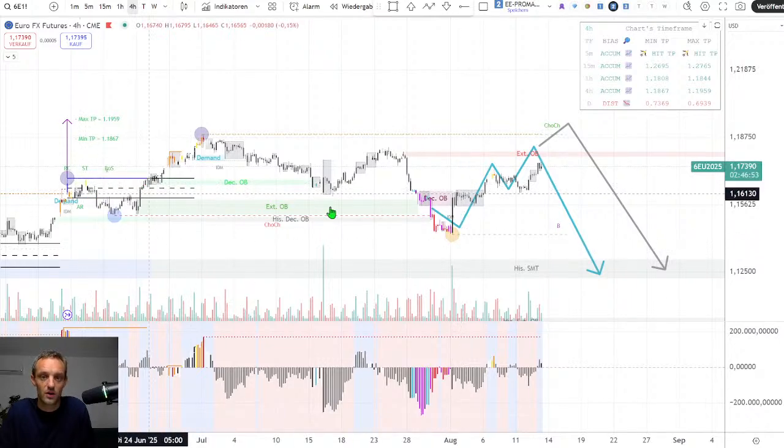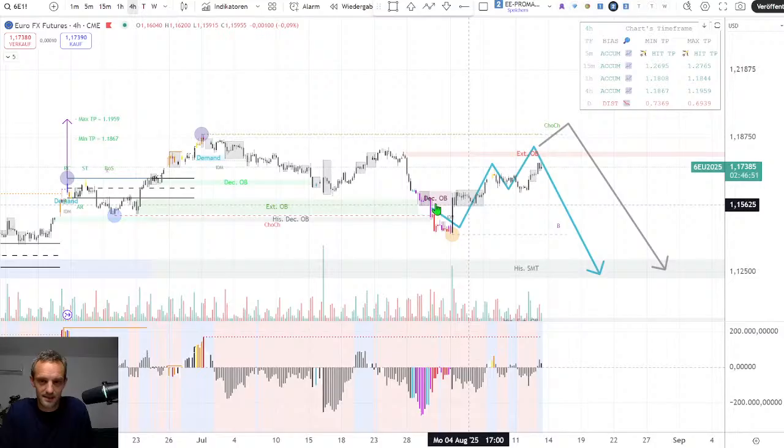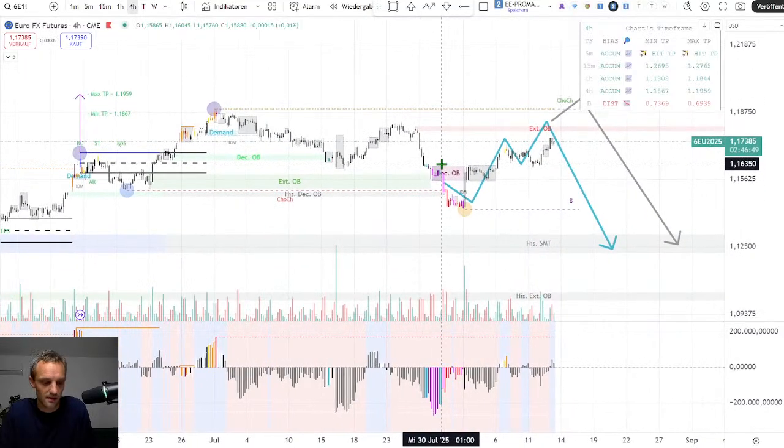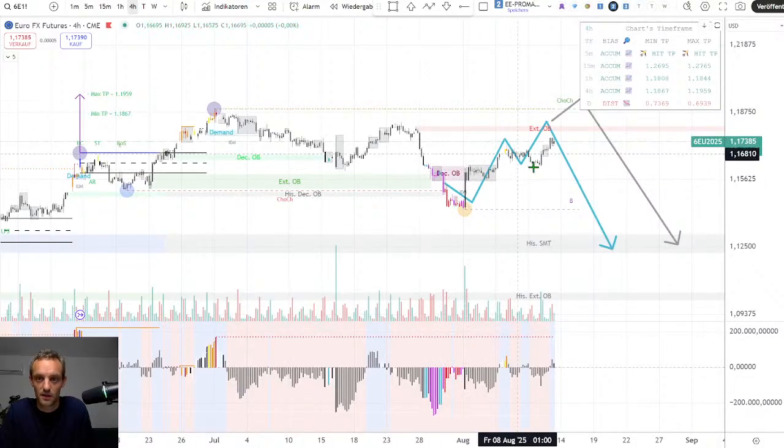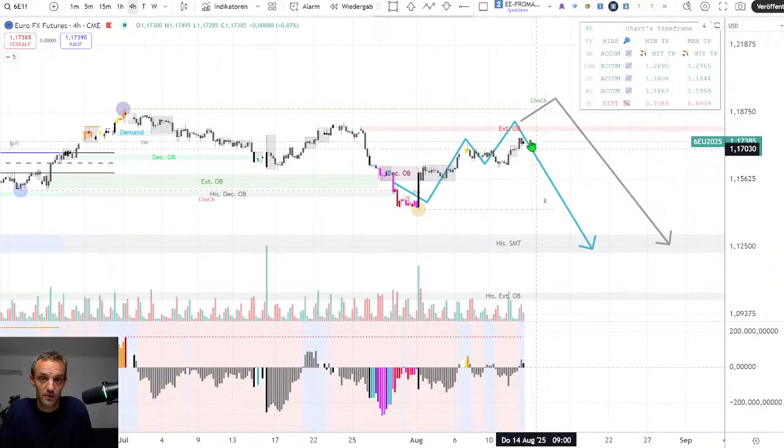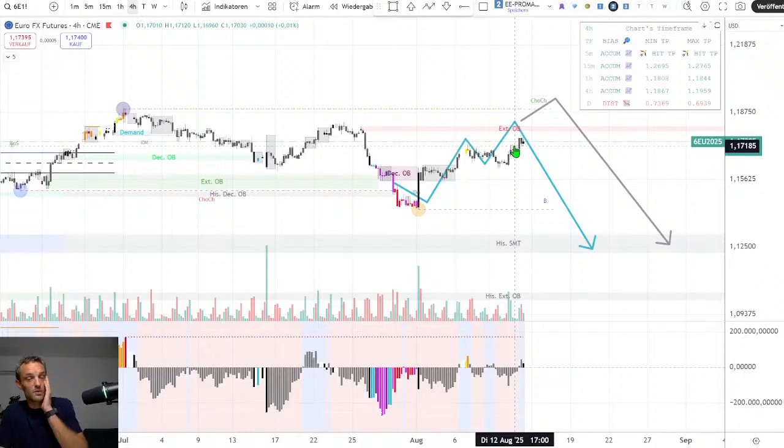So in the euro, this is also my hypothesis from last week. Nothing new to you. In the 4-hour chart, we mentioned, okay, we finished here. So there is this upward movement, and this upward movement is currently running up to an extreme order block. So I'm looking for short entries here in the euro based on swing trades.